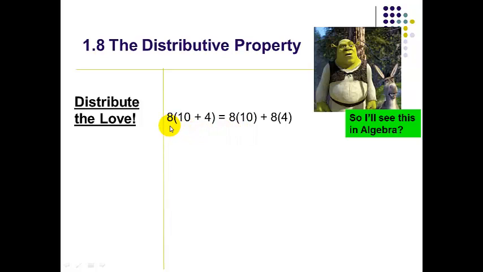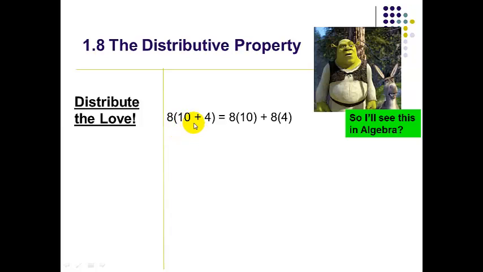So the way I would say this is 8 multiplied by the sum, because this is a sum in here, 10 plus 4. So that's what's happening on the left-hand side. And then on the right, I'm saying 8 times 10, or 8 multiplied by 10, plus 8 times 4.